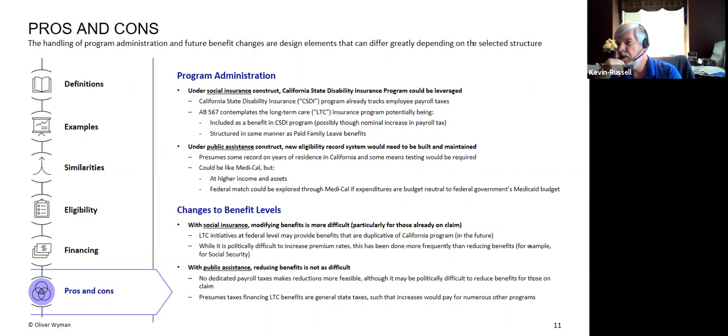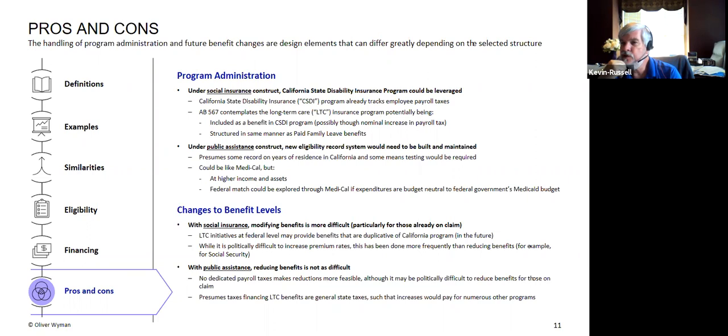Under public assistance, there would need to be a new eligibility record system created and maintained. I'm presuming that there would need to be some record of years of residence in California, and some level of means testing would be required. This could be similar to Medi-Cal, but at higher income and asset levels. There's a possibility that federal match could be explored through Medi-Cal if expenditures are budget neutral to the federal government's Medicaid budget. But there's a whole list of thorny issues that come with Medicaid, including estate recovery, spousal impoverishment, and asset tests.